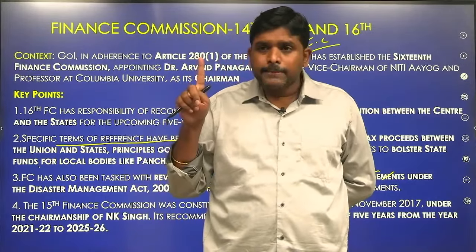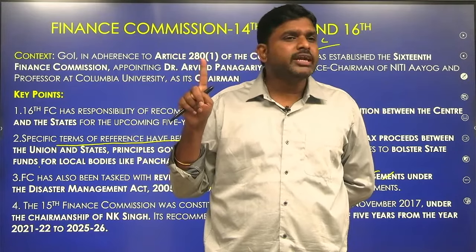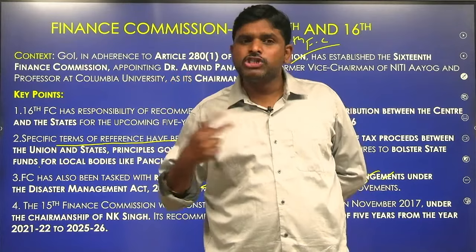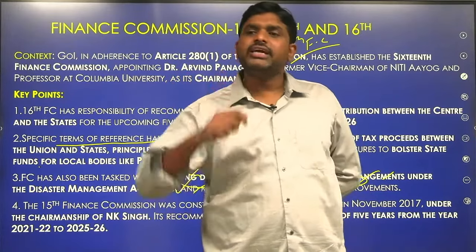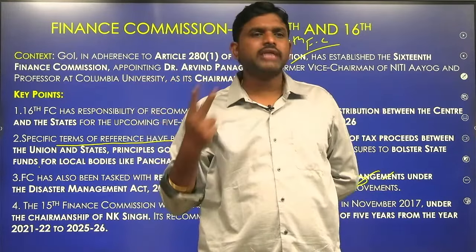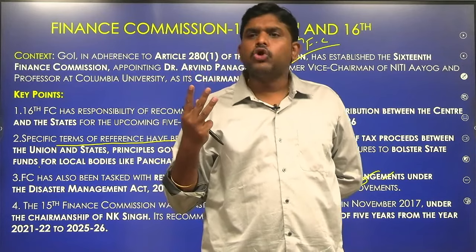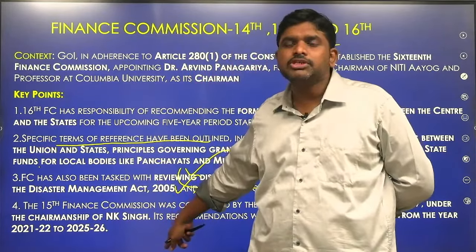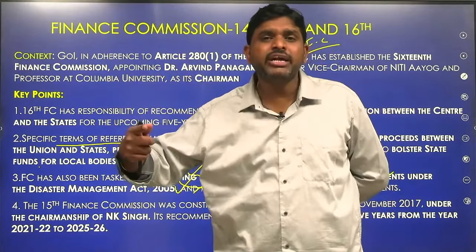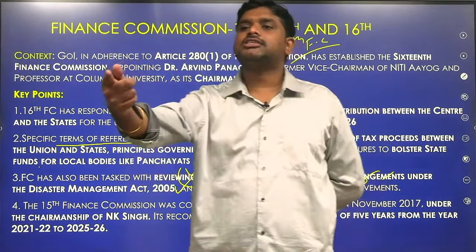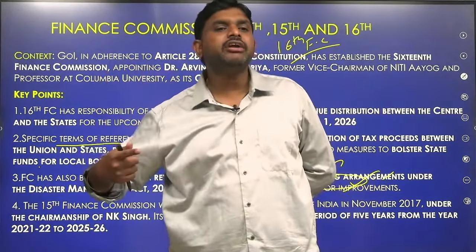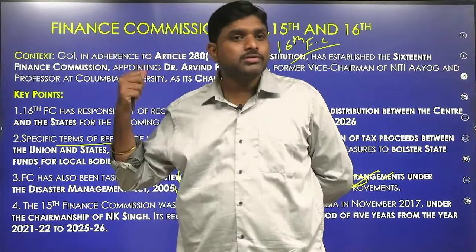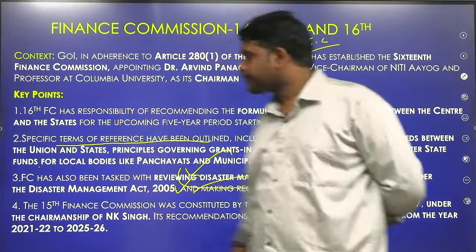So anyhow three will be present. Number one, revenue distribution between the center and the states. Number two, funds allocation to the states. Revenue distribution means the share by right; second, I am giving funds. Third is local bodies. Now the fourth one, an extra point added to the 16th Finance Commission: reviewing financing arrangements when disasters occur. So disaster management financing review is the fourth extra point added to the 16th Finance Commission.